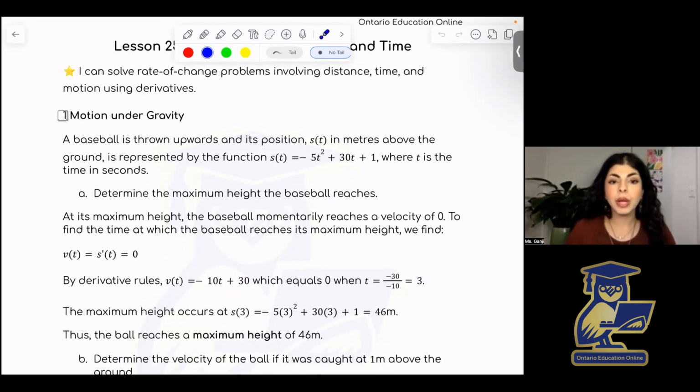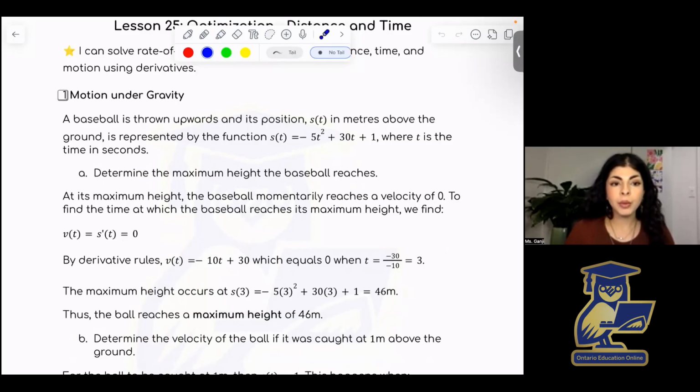So a baseball is thrown upwards and its position s of t in meters above the ground is represented by the following function, and t is the time in seconds. So again, this is a quadratic equation. So our first part, we are asked to determine the maximum height the ball reaches. So this is actually the vertex of our graph.